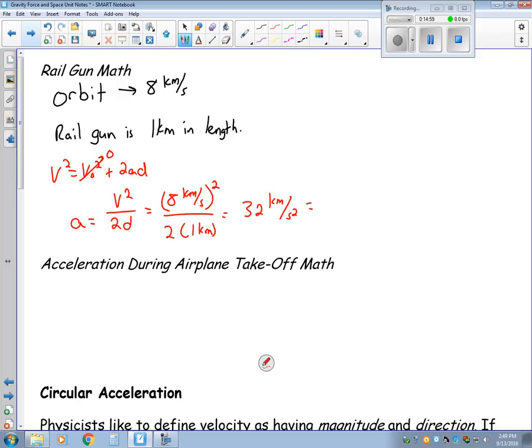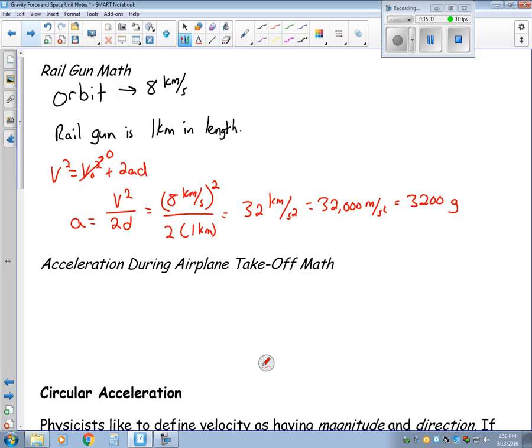So that would be 32,000 meters per second squared, which would be 3,200 G, since we can say G is 10. It's 9.8, but we can round it to 10. So looking at that, if we put an astronaut into this railgun, they would feel like they weighed 3,200 times more. So instead of weighing 3 times as much, they would weigh 3,000 times as much. So if you weighed 150 pounds, you would weigh 480,000 pounds during takeoff.